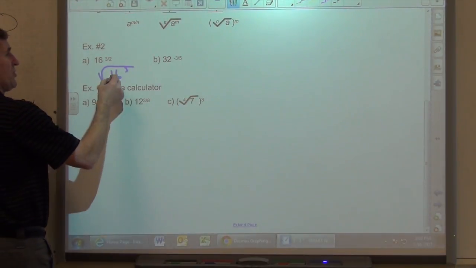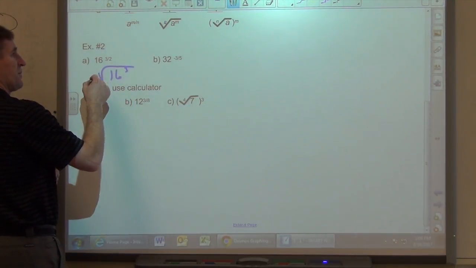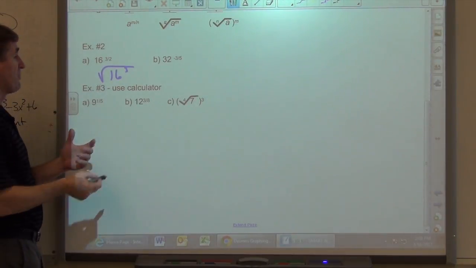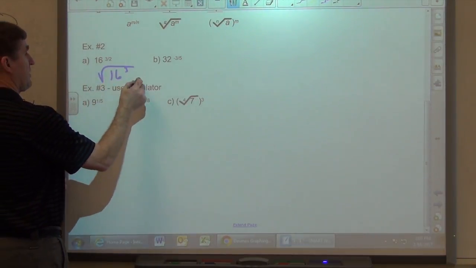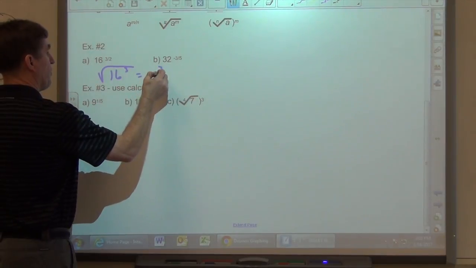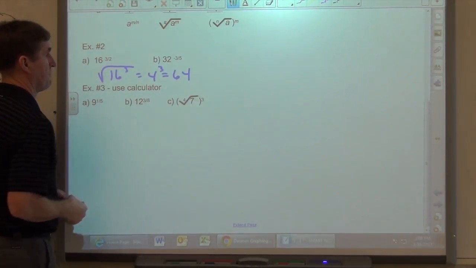So here you can see you can do 16 to the 3rd first and then take the square root, but you work with much bigger numbers. Instead, I'm going to do the square root of 16 first, which is 4, and then 4 cubed is 64.